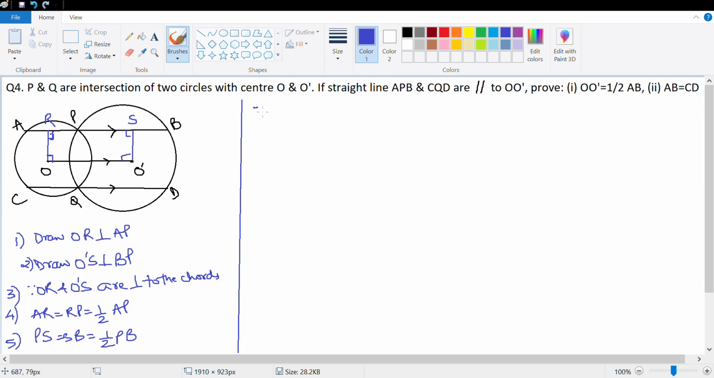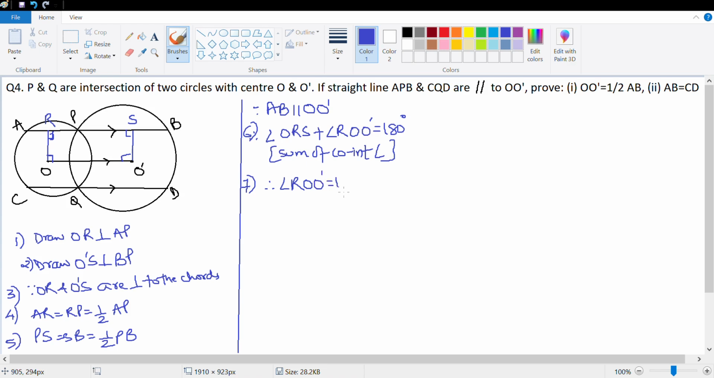Since AB is parallel to OO dash, therefore angle ORS plus angle ROO dash should be equal to 180 degrees. This is the sum of co-interior angles. This is point number 6 for us, which means angle ORS is 90 degrees. Therefore, angle ROO dash is equal to 180 degrees minus 90 degrees, which is 90 degrees. Therefore quadrilateral OO dash SR is a rectangle.